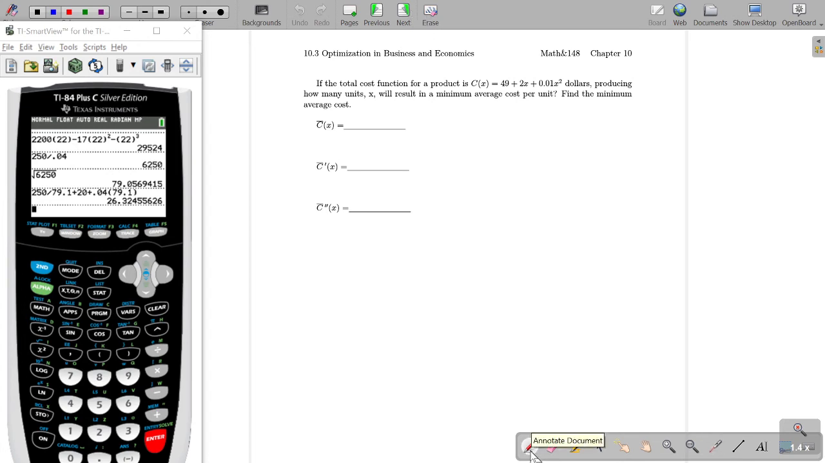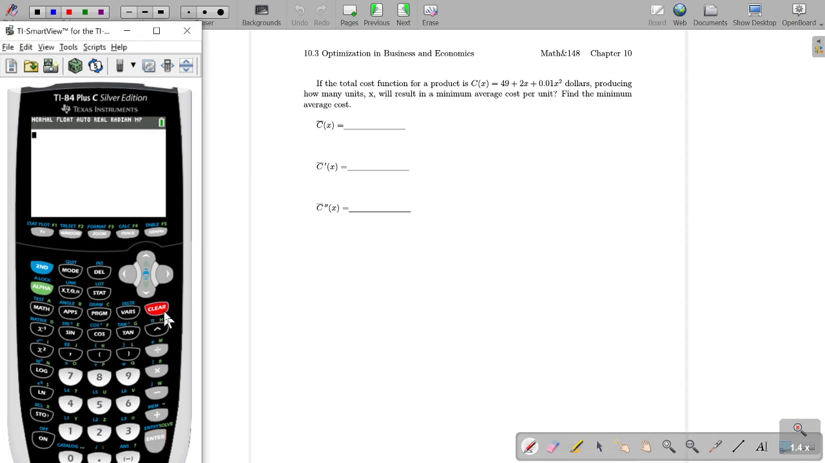Okay, you should have paused the video and be done. So let's clear that out. So we're going to have a fresh calculator there. So divide C of x by x. So that gets me 49 over x plus 2 plus 0.01x. So the first derivative is minus 49 over x squared plus 0.01. The second derivative is going to be 98 over x cubed.